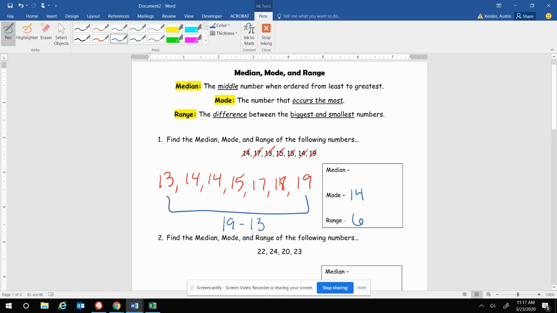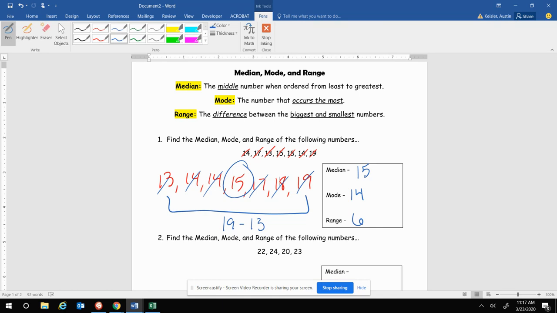Lastly is median. I'm just trying to find what the middle number is. So what I usually do if I can't figure it out just by looking at it is I cross the two outside numbers off until I get to the middle. So I crossed out 13 and 19, then I crossed out 14 and 18, now I crossed off 14 and 17, and 15 is the number that's left over right in the middle. So that means my median, aka my middle number, is 15. So that was a pretty easy case.